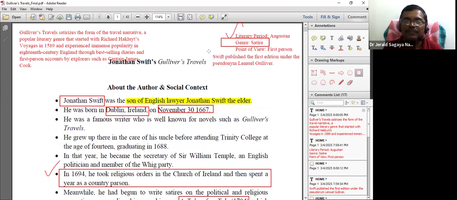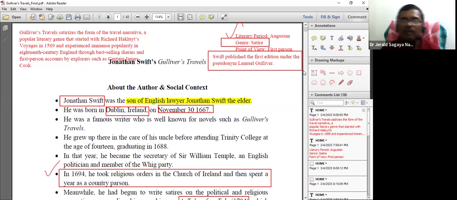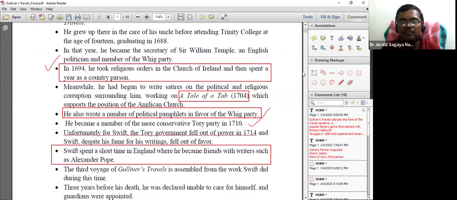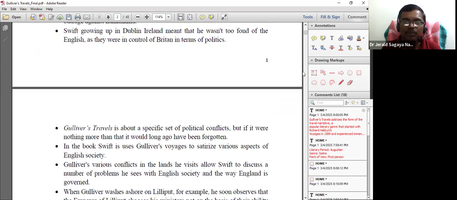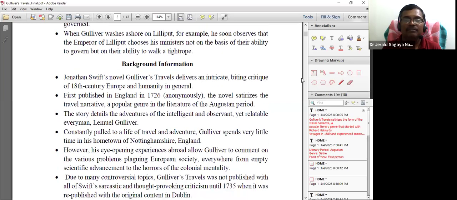When Swift first published this, what did he do? In the first edition, he published this book with a pseudonym, not with his original name. He did not mention his name at all. Without mentioning Jonathan Swift, he published this book with the pseudonym Lemuel Gulliver. And Lemuel Gulliver is the protagonist of this particular fiction. And later, in the subsequent edition, because of the popularity, he published it with his own name.